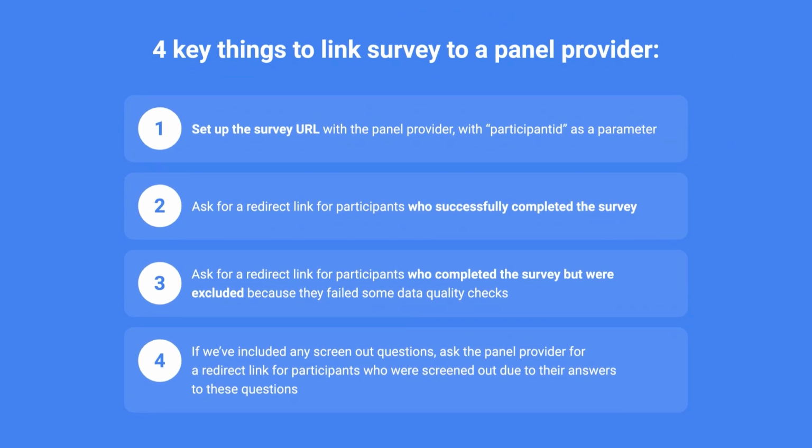There are 4 key things that we need to do in order to link our survey to a panel provider. Set up the survey URL with the panel provider, with participant ID as a parameter. Ask for a redirect link for participants who successfully completed the survey. Ask for a redirect link for participants who completed the survey but were excluded because they failed some data quality checks. If we've included any screen out questions, ask the panel provider for a redirect link for participants who were screened out due to their answers to these questions.